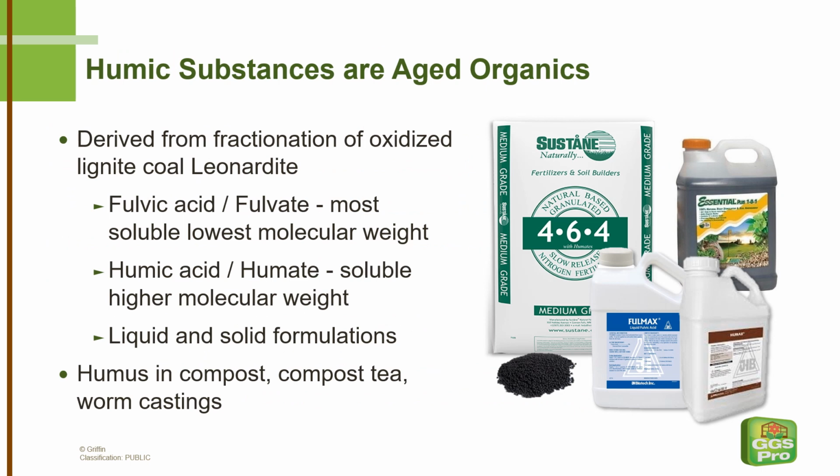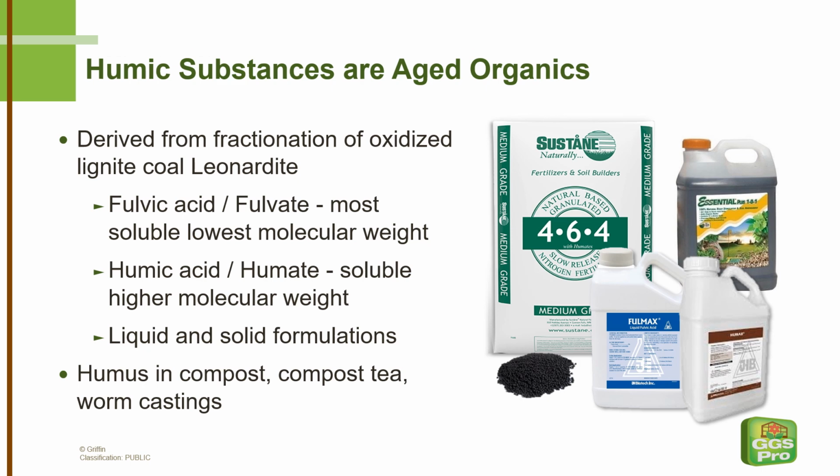Starting with humates or humate substances, these are large molecule substances derived by fractionation of leonardite, a type of coal. That fractionation is pretty similar to the process of oil refining into gas and other products. From this fractionation, we get the low molecular weight component, the fulvic acids, and fulvate if it's in the basic form. Higher molecular weight is humic acid or humates. It's still soluble, but it is higher molecular weight. And then the highest molecular weight humates will not be soluble.